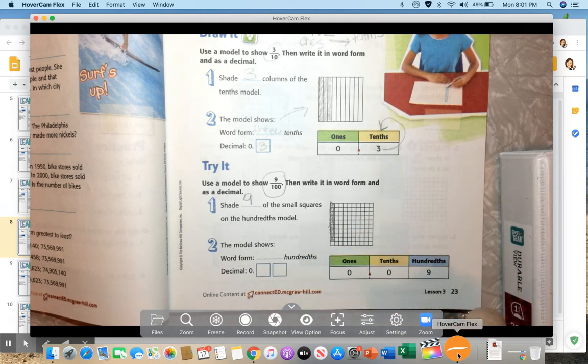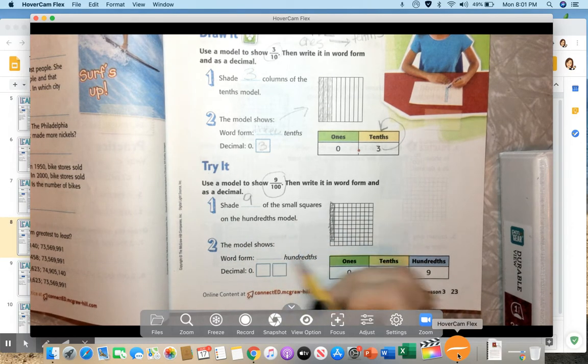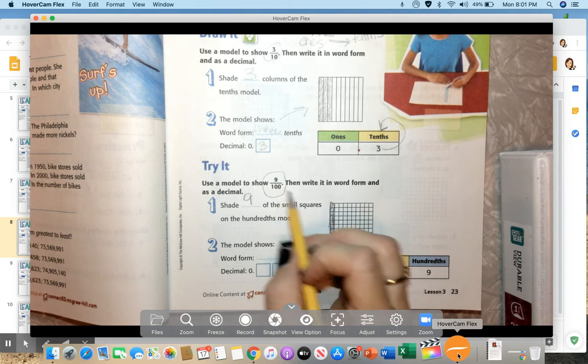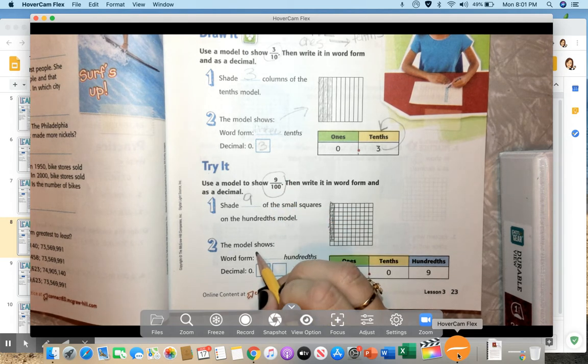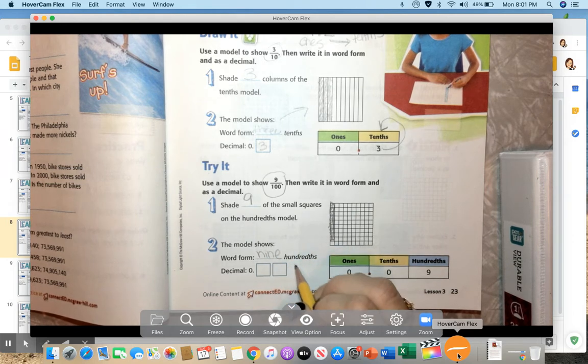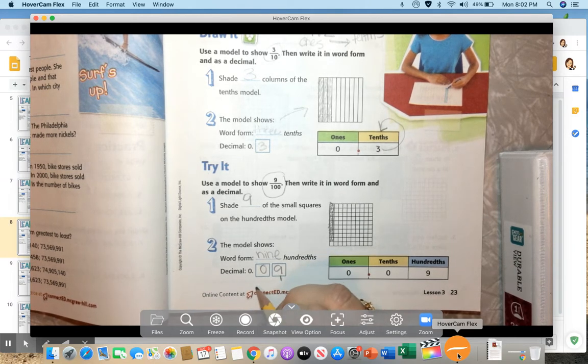Now let's represent that as a fraction. I'm sorry, in word form. So this, you would say this fraction is 9/100ths. So that would be 9/100ths. So if I wrote that as a decimal, it would be 0.09 because I have a 9 sitting in the hundredths place.